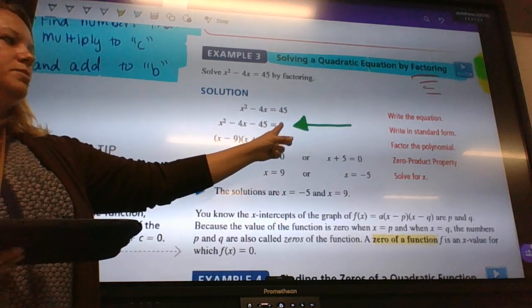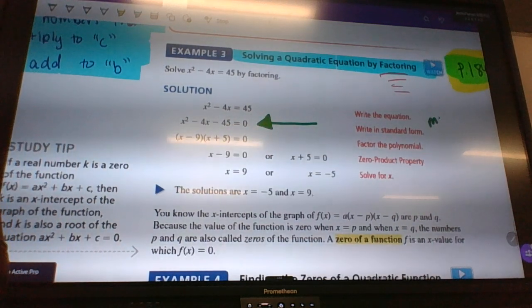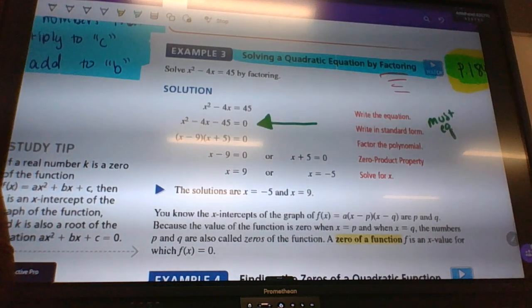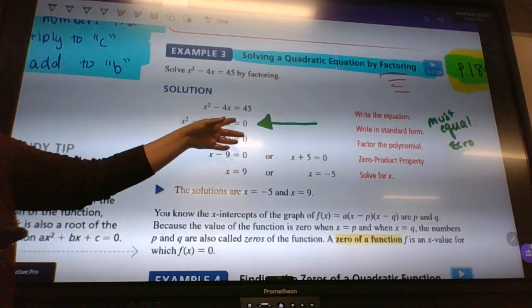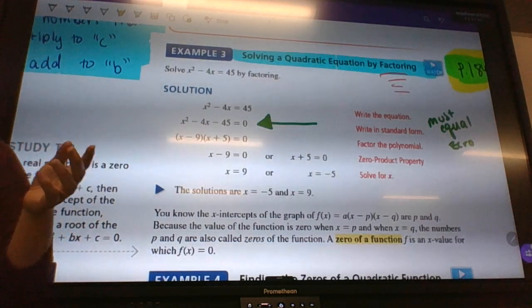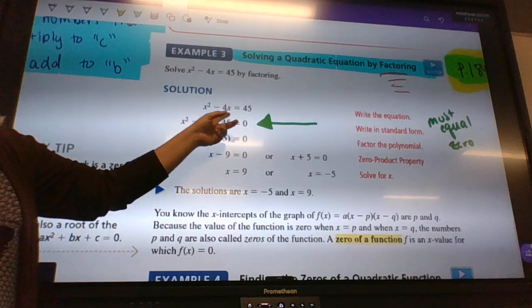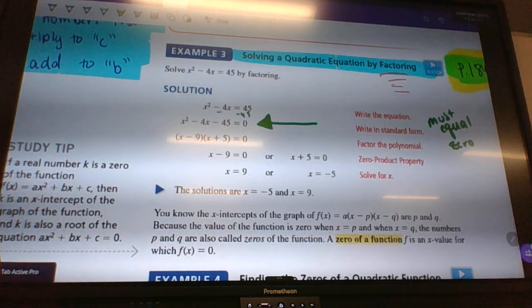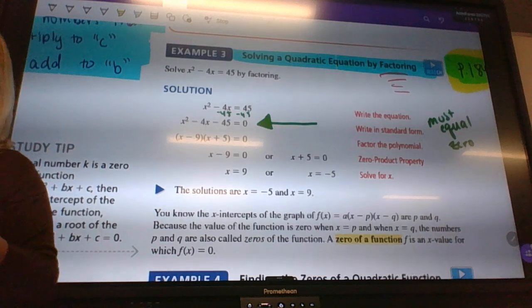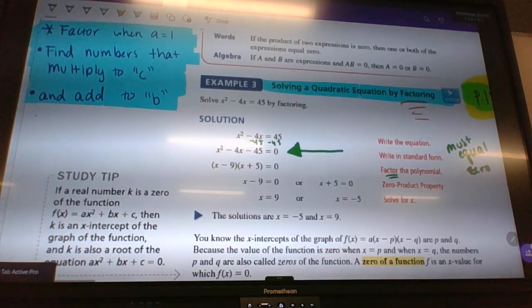You guys, the problem has to be set equal to 0. So right off the bat, the book doesn't say, oh, it's standard form because it equals 0. It's saying, hey, this is standard form. So they subtracted the 45 to make it equal 0. Then it says factor. Your book is assuming you know how to factor.